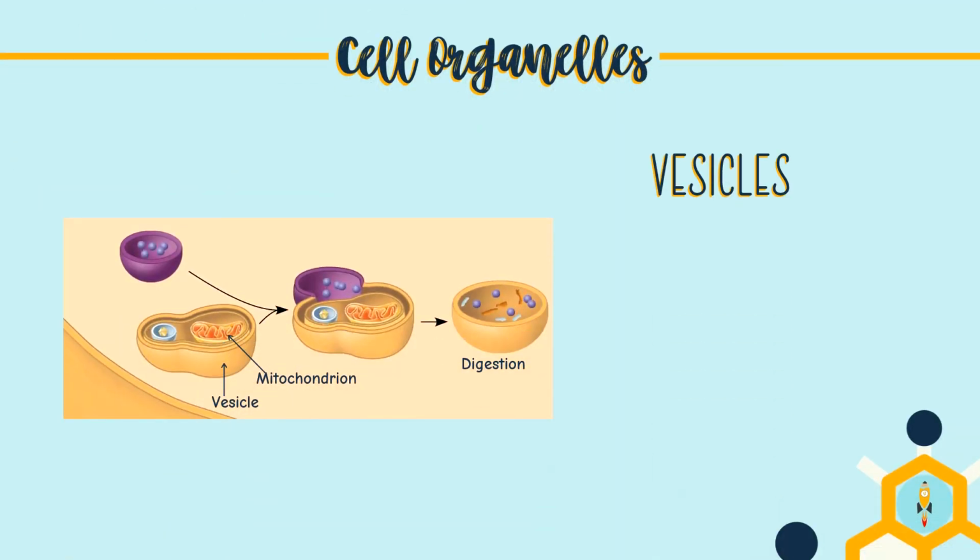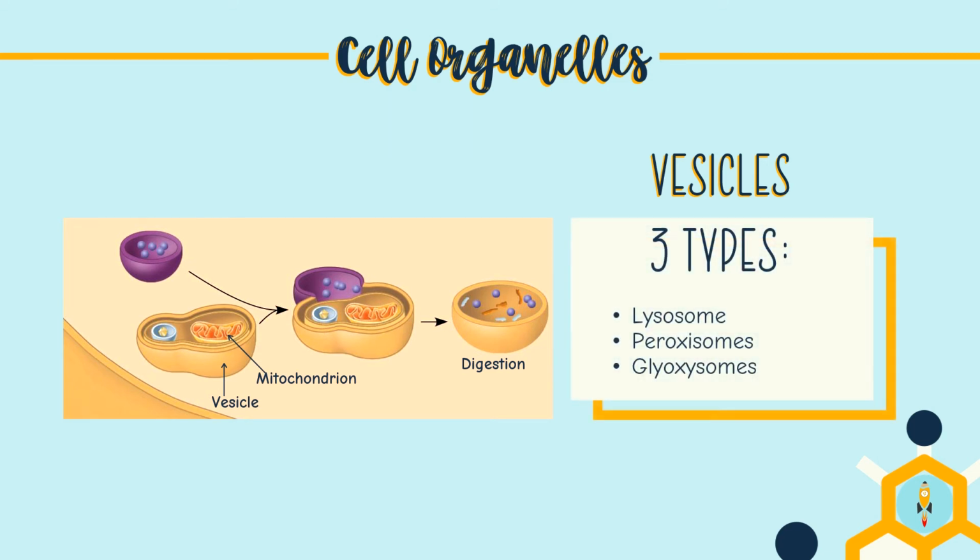7. Vesicles. Vesicles are small, spherically shaped sacs that are surrounded by a single membrane and that are classified by their contents. Vesicles often migrate to and merge with the plasma membrane. As they do, they release their contents to the outside of the cell. There are different types of vesicles.